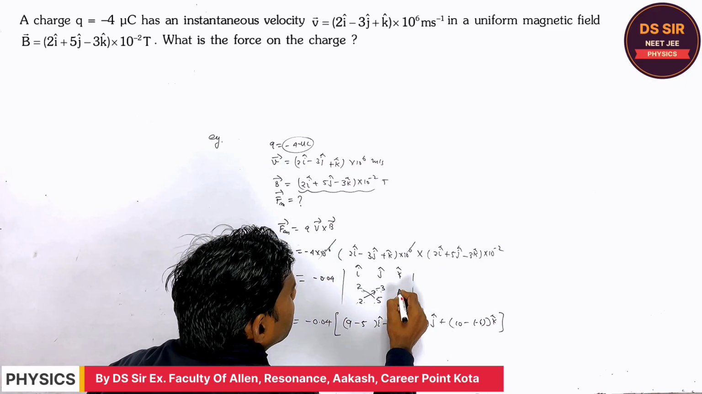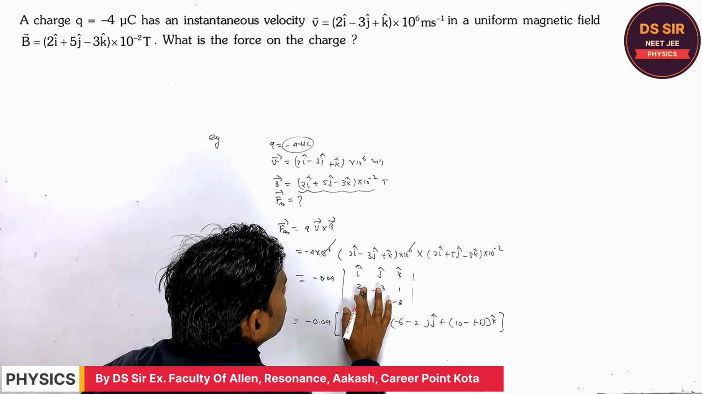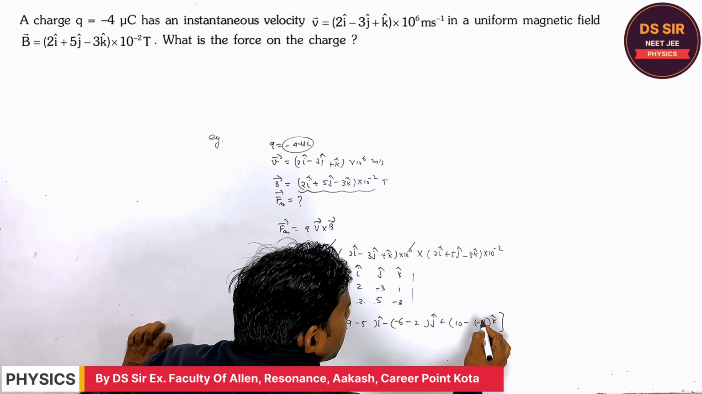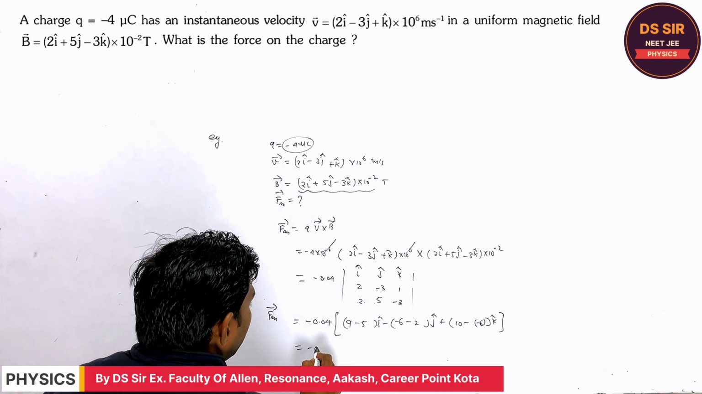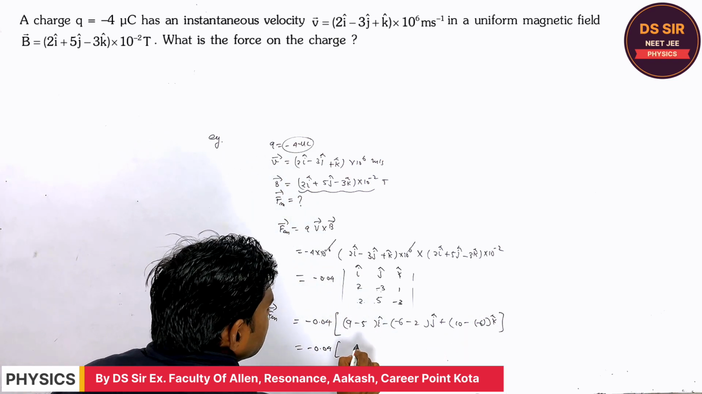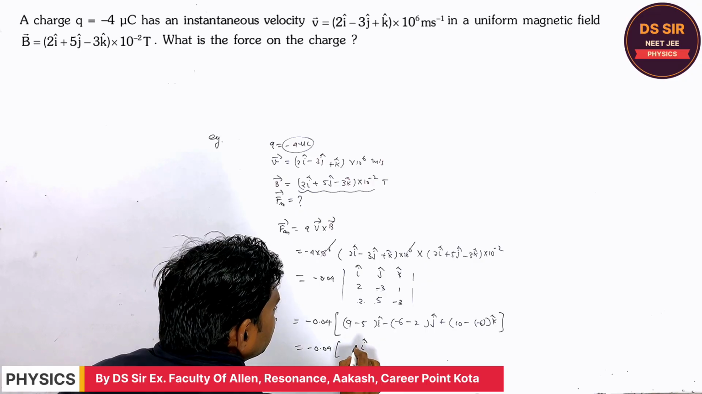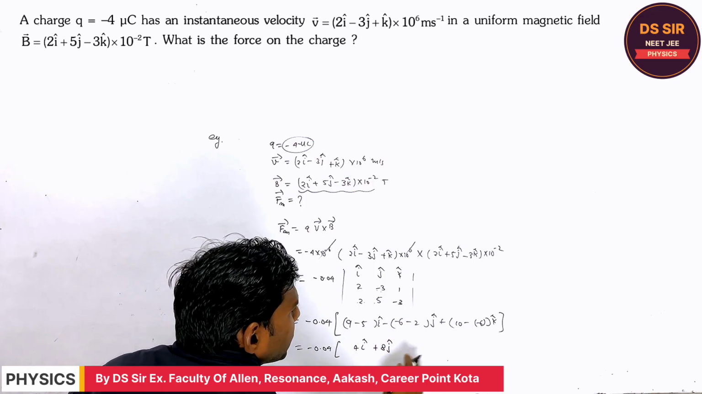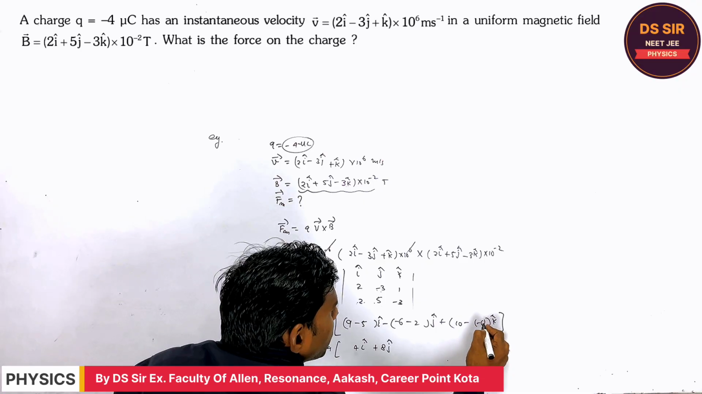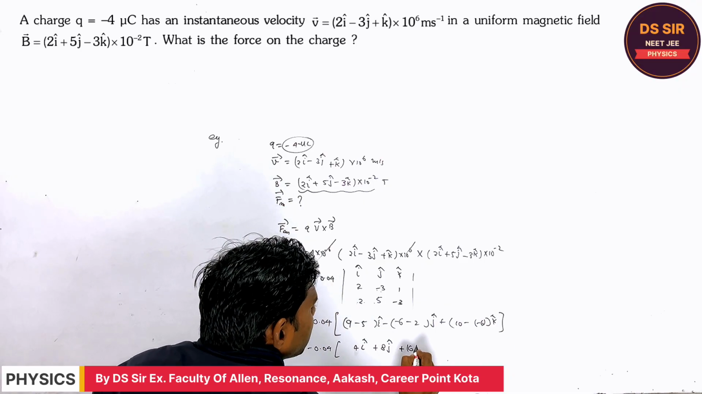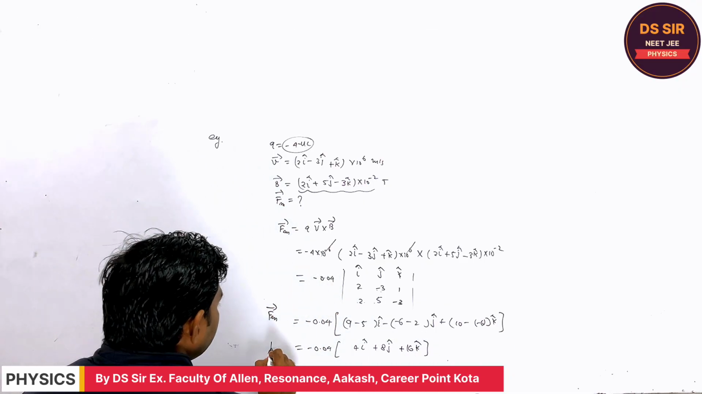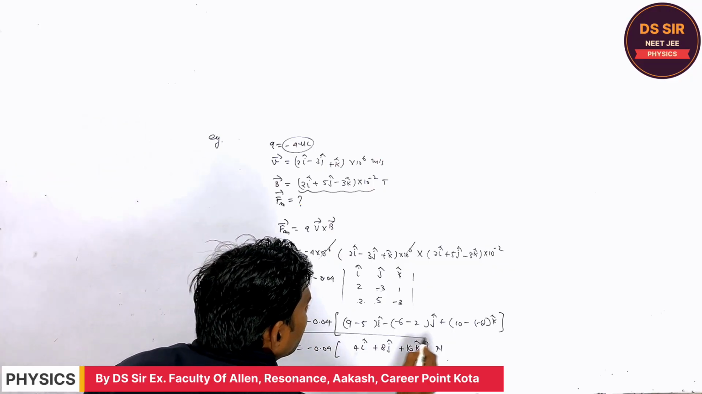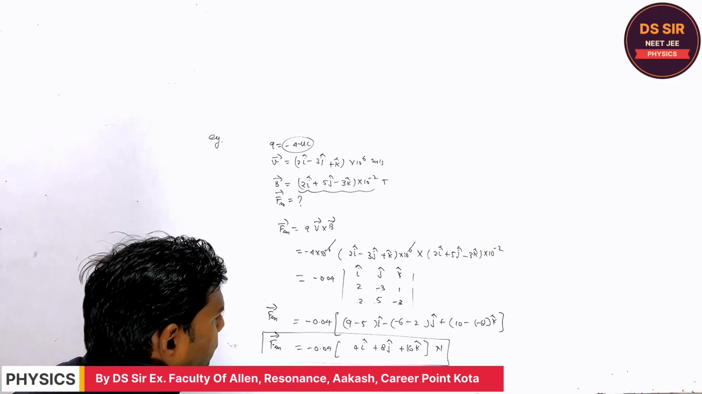You tell. Yes. Right. So in this way, you must understand how to make the cross product. It is minus 0.04, this is 4 i cap, plus 8 j cap, this is 16 k cap. Right. This is the magnetic force. The unit is Newton. Is it clear or not, Newton? Right. Copy this.